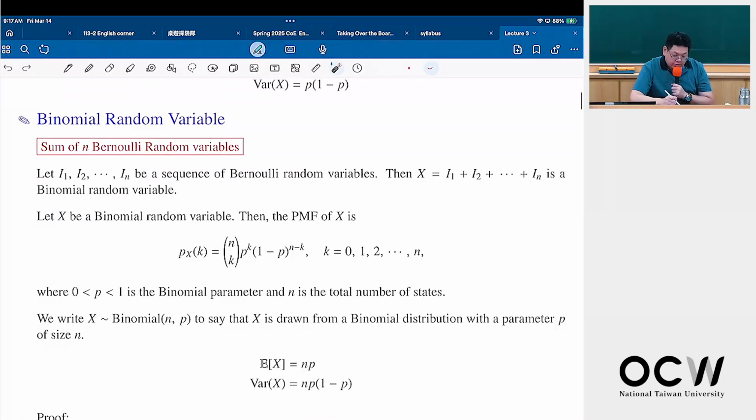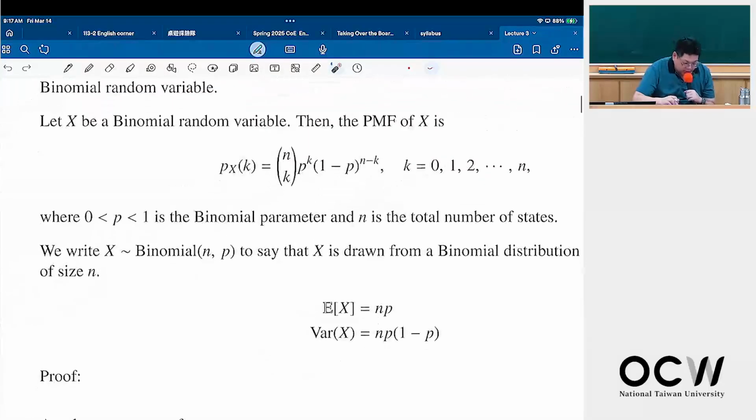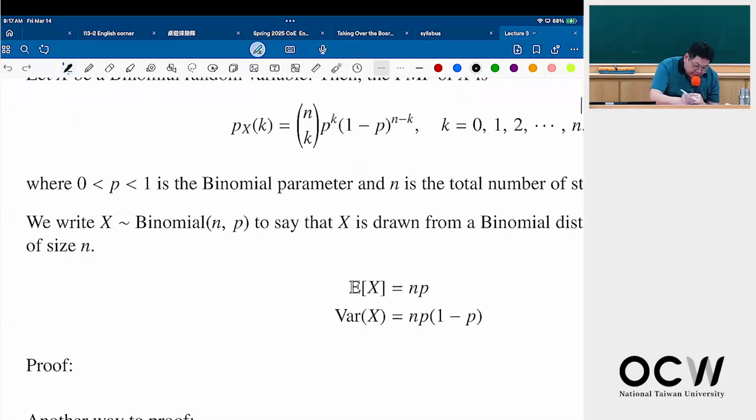We can also prove that the expectation is the size times the parameter P. So how do we prove this? Based on the definition of expectation. Let's review: what is the expectation? We consider all possible outcomes, possible realizations xk, times their corresponding weightings, the PMF.